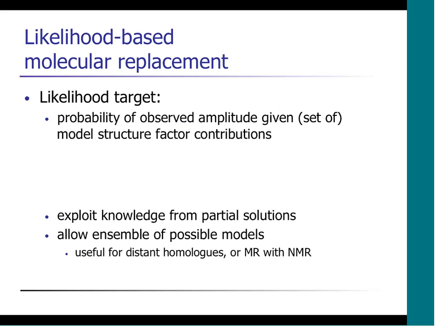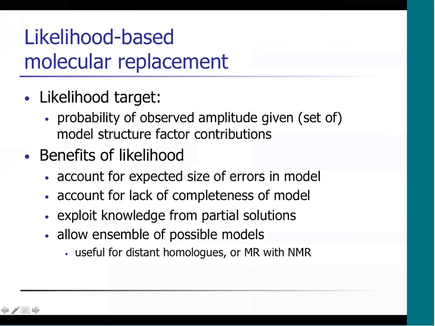If you apply likelihood, there are a number of benefits. One big one is that it accounts automatically for the expected size of errors in the model. So if you have an idea of how accurate your model is, you put that in and the likelihood functions account for how big you expect those errors to be and how well you expect to be able to predict the data based on that. It also, in a similar way, accounts for the lack of completeness of the model. So if you know that your model only covers 20% of the total structure, you know that you won't be able to predict the structure factors as well, and the likelihood functions account for that.